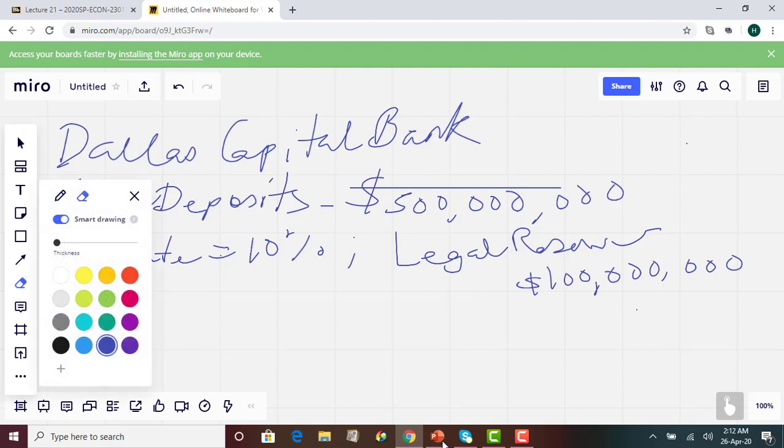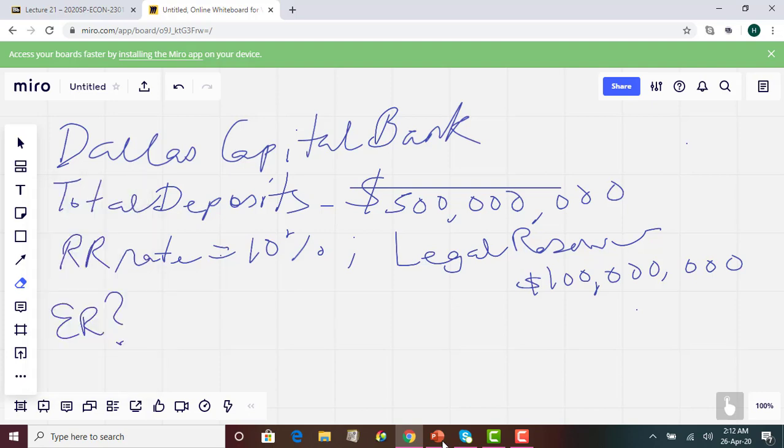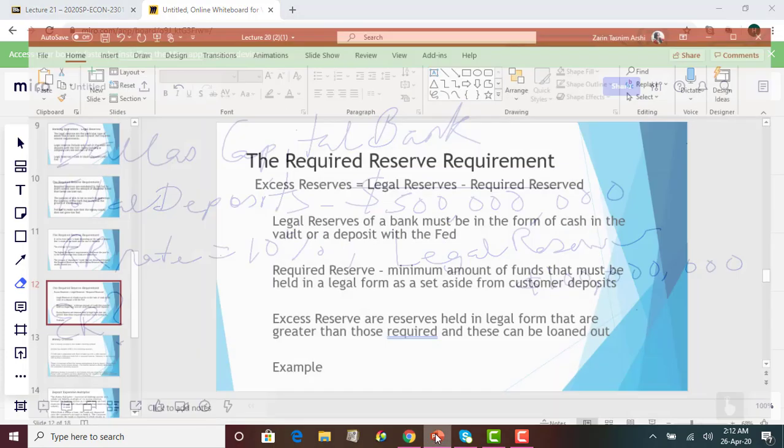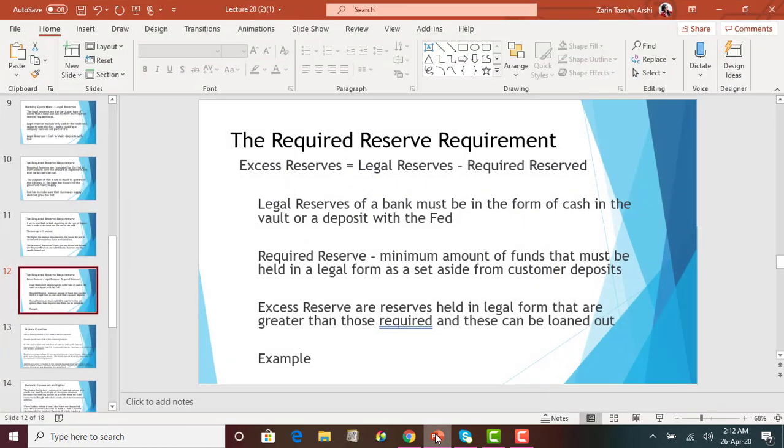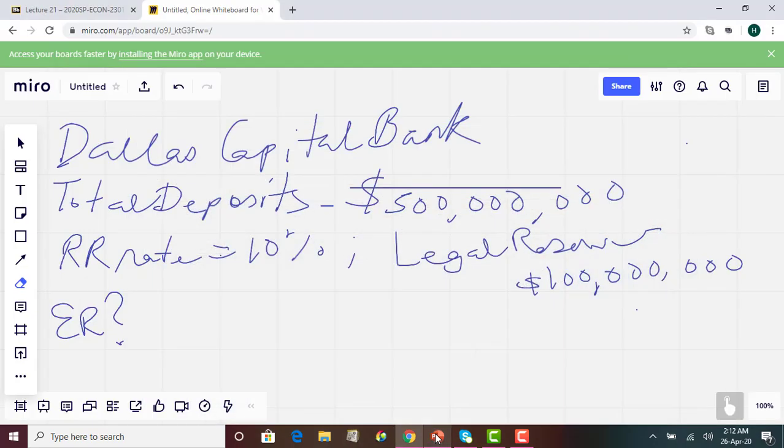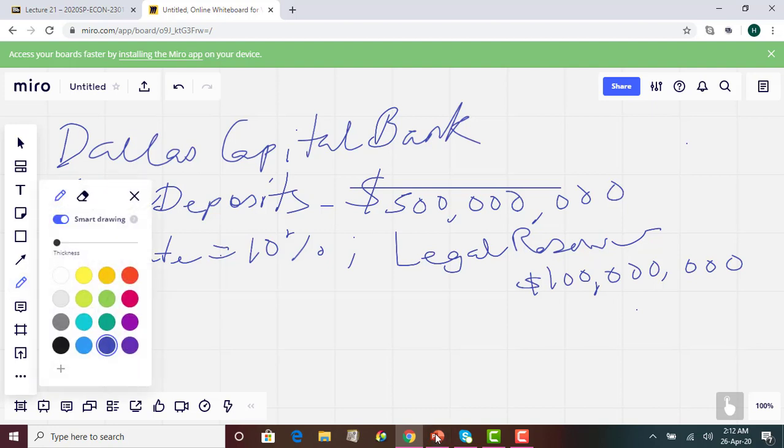Again, if you see here, we are given the legal reserve. So if we are given the legal reserve, we will use this formula: excess reserve is equal to legal reserve minus required reserve. First we have to calculate the required reserve, what is mandated by the Fed to set aside and cannot be loaned out. So the first step is to calculate.